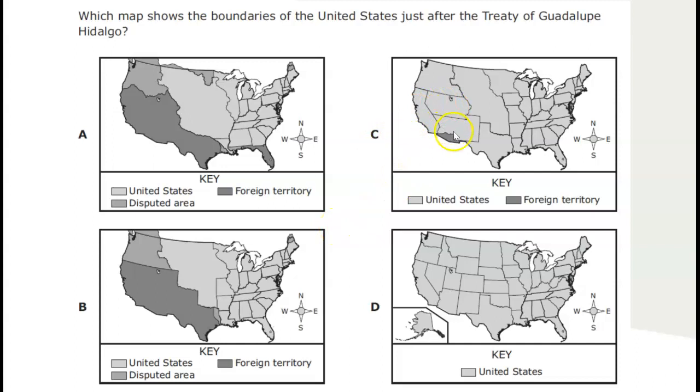The answer is C, because of the Mexican Cession that ceded all of this land and recognized the border of the Rio Grande right here of Texas. So the answer is C.